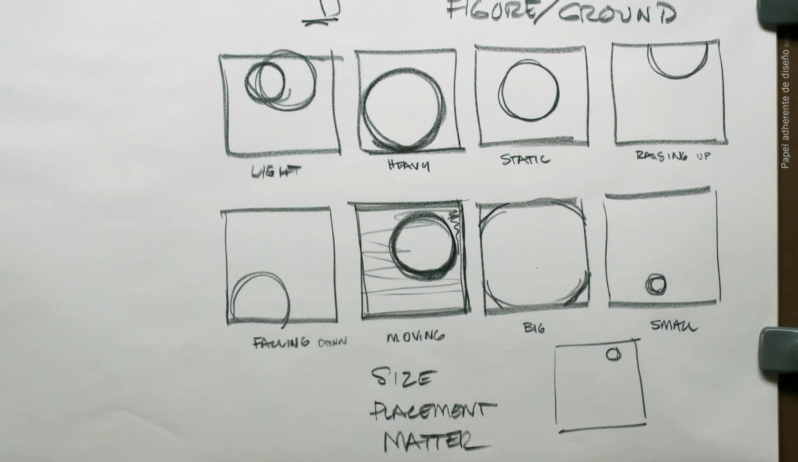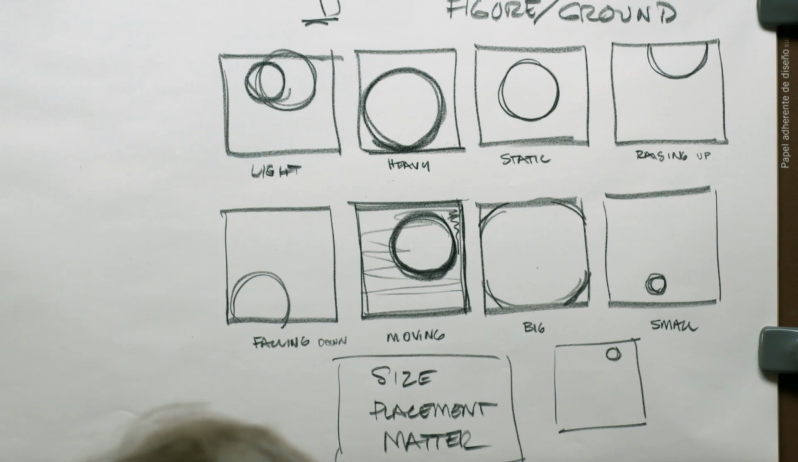Okay? Size and placement matter. So in your composition, the size of objects and where you place them, they matter a lot. Okay? It will help you, like you see in these eight figures here, it'll help you create an expression. Okay?